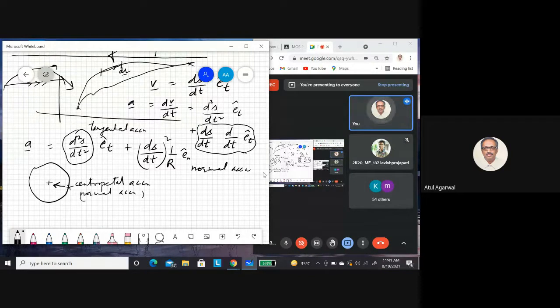Suppose the particle is going with a constant speed, then you see your tangential acceleration will be zero, but you still will have an acceleration because it is constantly changing direction. And this is centripetal acceleration. And centripetal acceleration, you know, is directed towards the center.